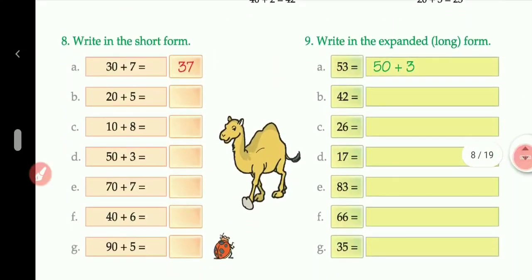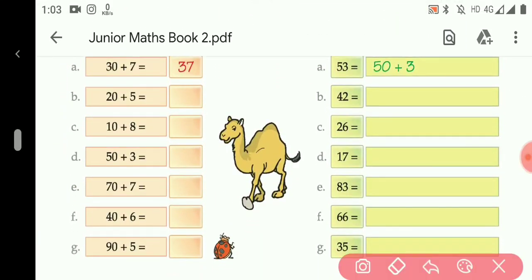Question number 8, write in the short form. So how will we write 30 plus 7 in short form? 37. 20 plus 5 will be written as 25. And 10 plus 8 will be written as 18. The rest of the questions you will do in your copy.